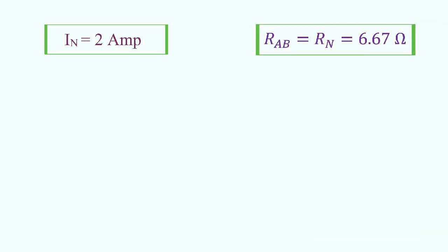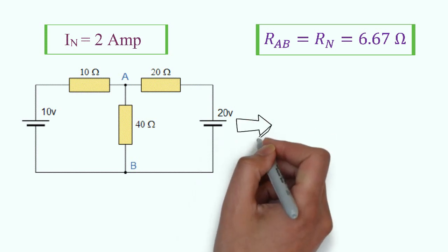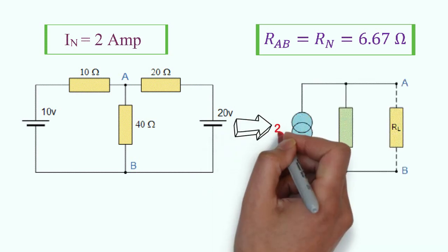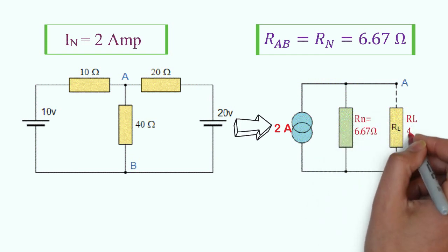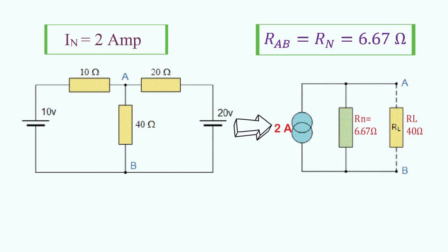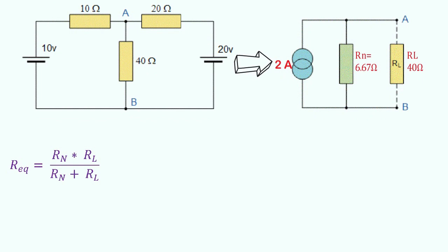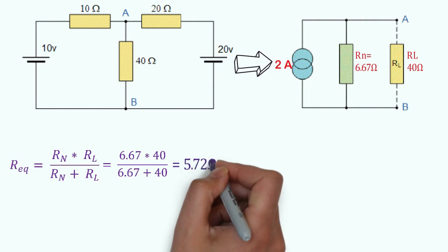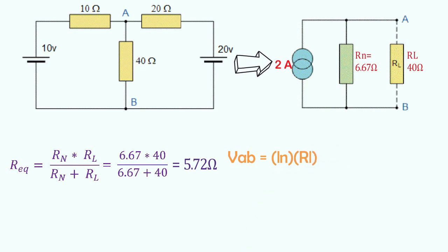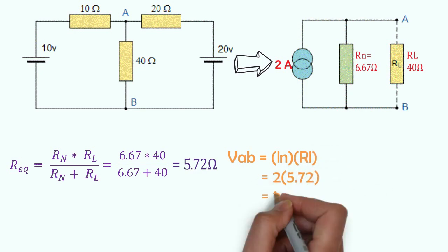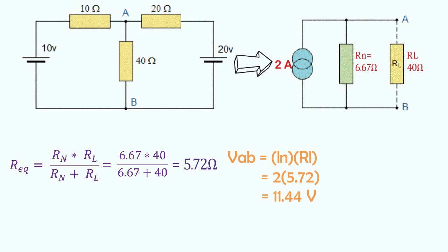Here, we can see that by using this method, the two-loop circuit is reduced to a 2 ampere current source with 6.67 ohm Norton's resistance and 40 ohm load resistance. We wanted to find the voltage and current through the load resistance. Friends, for this combination, the equivalent resistance is 5.72 ohm and hence the voltage across the load resistance is the product of resistance and current, that is 11.44 volt. From this, we can find the current through the load, and that is 0.286 ampere.